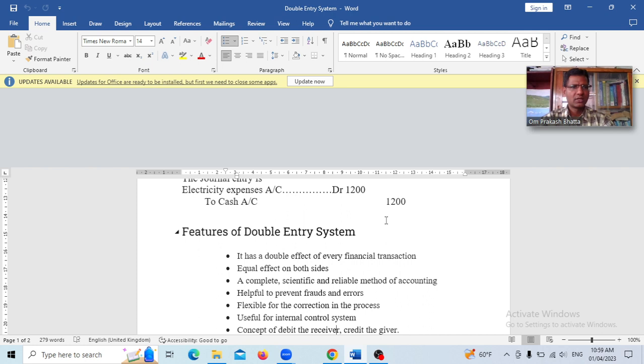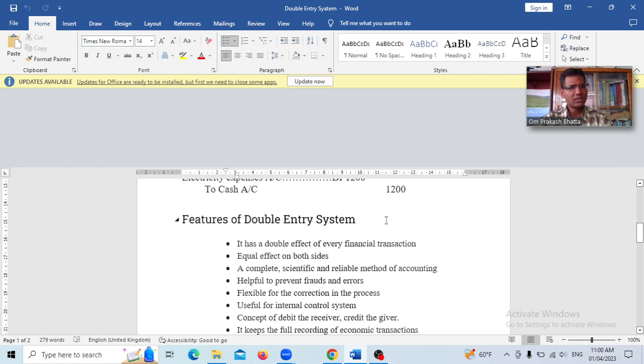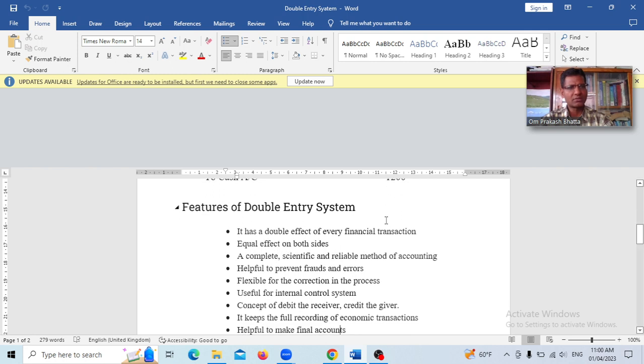We know that it is a very systematic, scientific, and modern record keeping system of accounting. It helps to prevent frauds and errors. If there are any mistakes or errors on the basis of the double entry system, we can find them easily. It is flexible in process. If we have errors and frauds, then we can find them easily. It is very useful for the internal control mechanism.